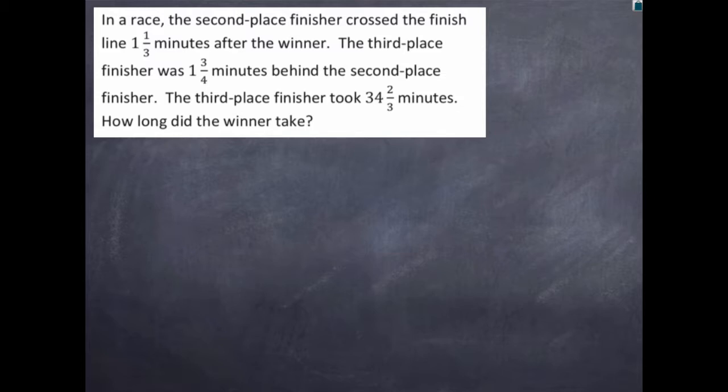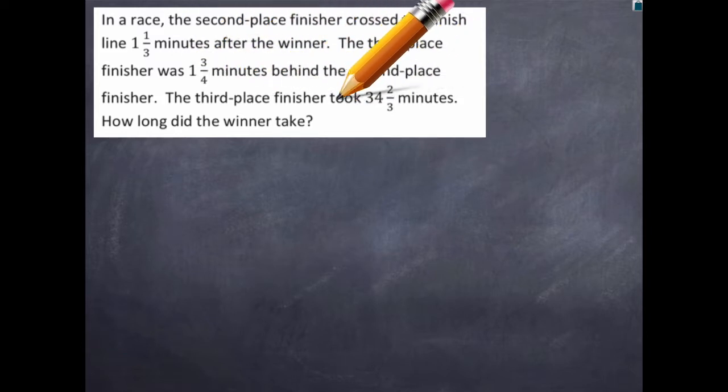All right, great. So this one says, in a race, the second place finisher crossed the finish line at 1 1/3 minutes after the winner. The third place finisher was 1 3/4 minutes behind the second place finisher, and the third place finisher took 34 2/3 minutes. How long did the winner take? So there's definitely a lot going on in that problem, and as you can see, we're dealing with fractions, okay? But I don't want that to throw you off right away.